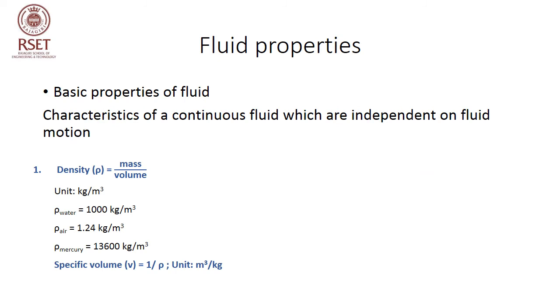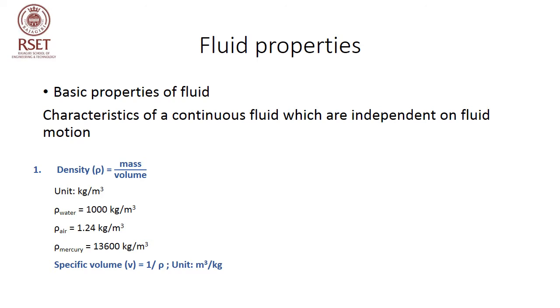Next we will be learning different fluid properties. First we will be taking into consideration basic properties of fluid, which can be defined as characteristics of a continuous fluid which are independent of fluid motion. Okay, so the first basic property of a fluid is density.